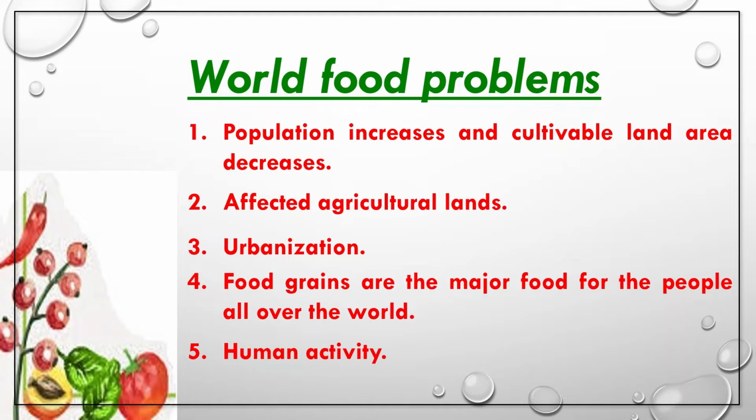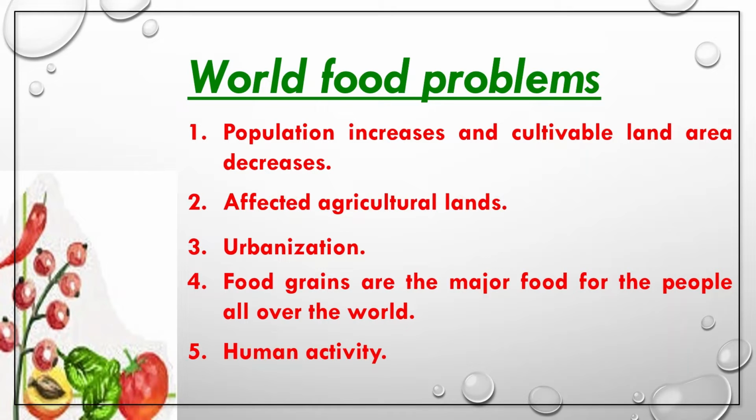So the food supplied from the rest of the land is not enough to feed all the people. The problem of population explosion has made it even worse. The world population increases and the cultivable land area decreases. Therefore, the world food problem arises. Secondly, environmental degradation like soil erosion, waterlogging, water pollution and salinity affected the agricultural lands. The third one is urbanization, which is another problem in developing countries. This concept deteriorates the agricultural lands.